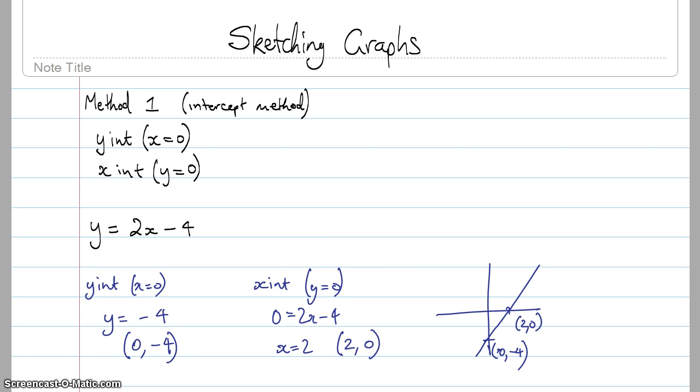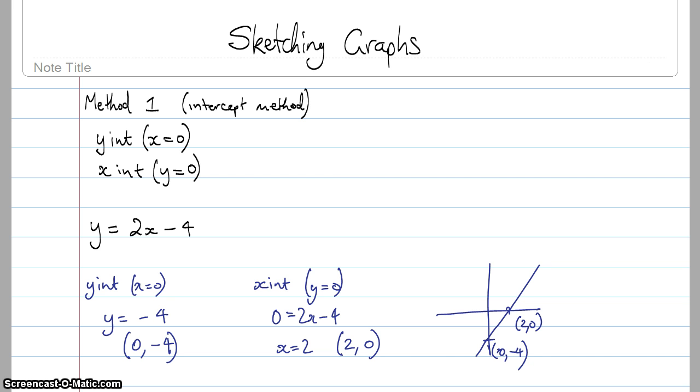Again, I assume that you've seen this kind of thing in the past, but I just want to recap it really quickly for those who need a refresh of their memory. So there's essentially two methods that I want to look at to sketch linear graphs. One of them being the intercept method, which is what I've got here, and the other one being the gradient and y-intercept method.